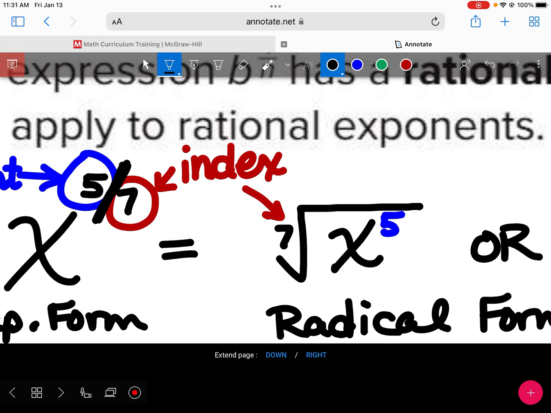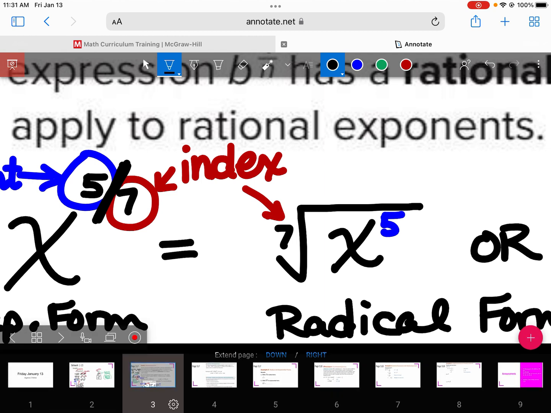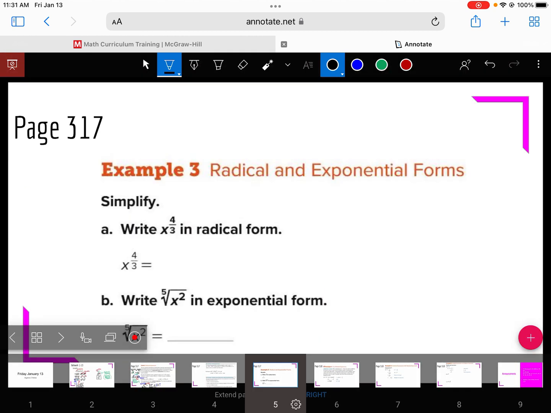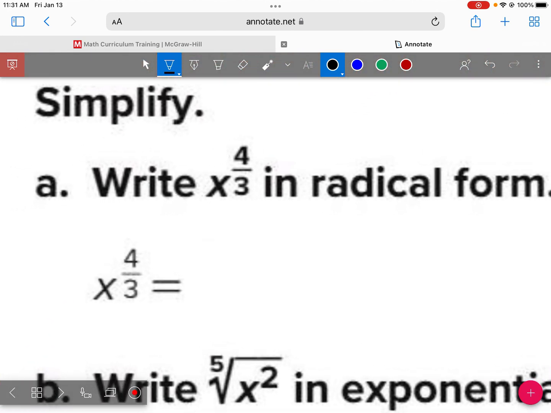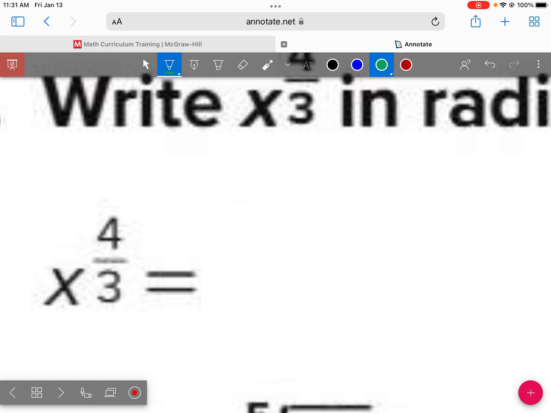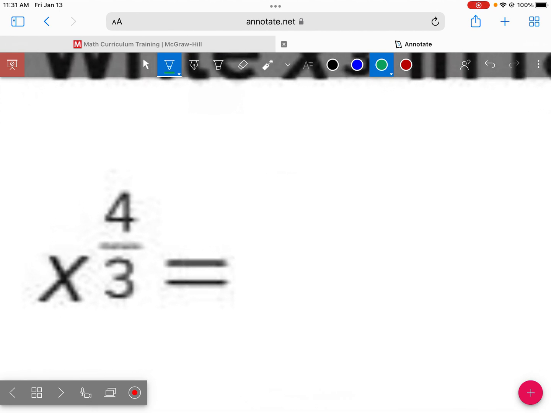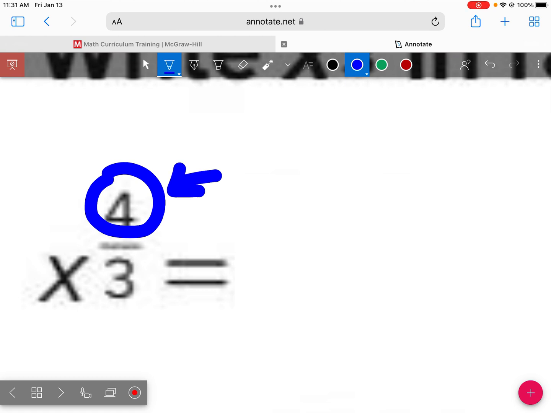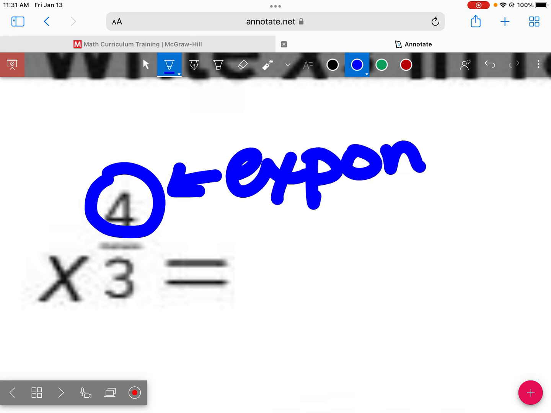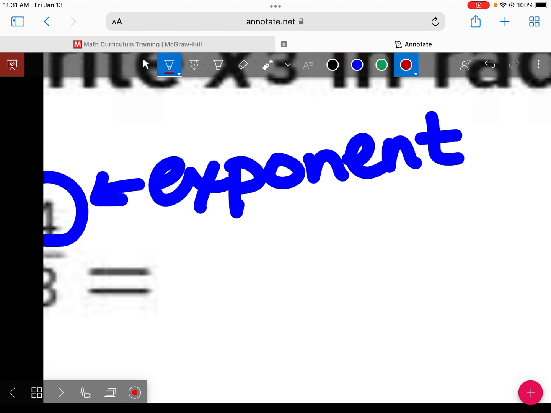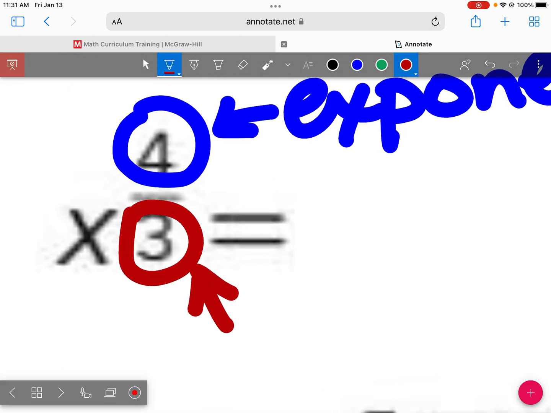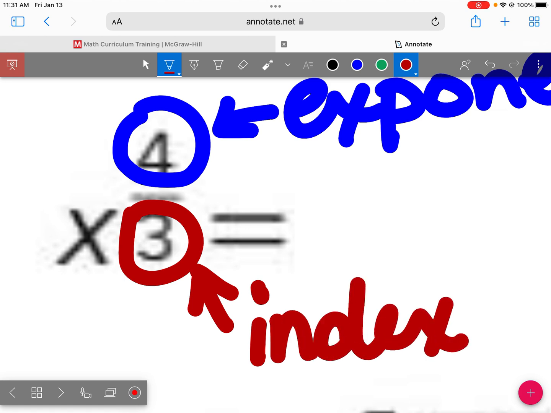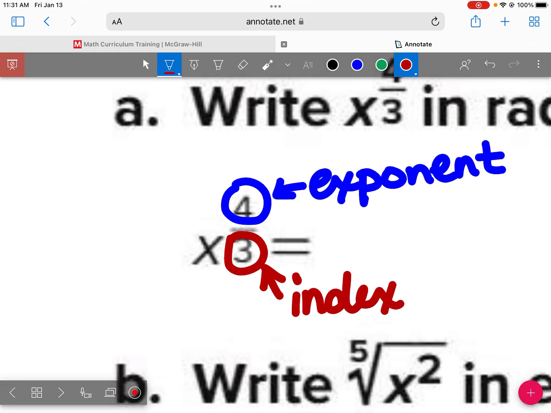All right. So I want to practice down at the bottom of the page. Let's look at example number 3. What is the exponent in this exponential form? 3, 2, what is the exponent? 4. Here's my exponent. What is my index? Oh, so the denominator is the index. The denominator is our index. In exponential form, the 4/3, that whole thing is my exponent.